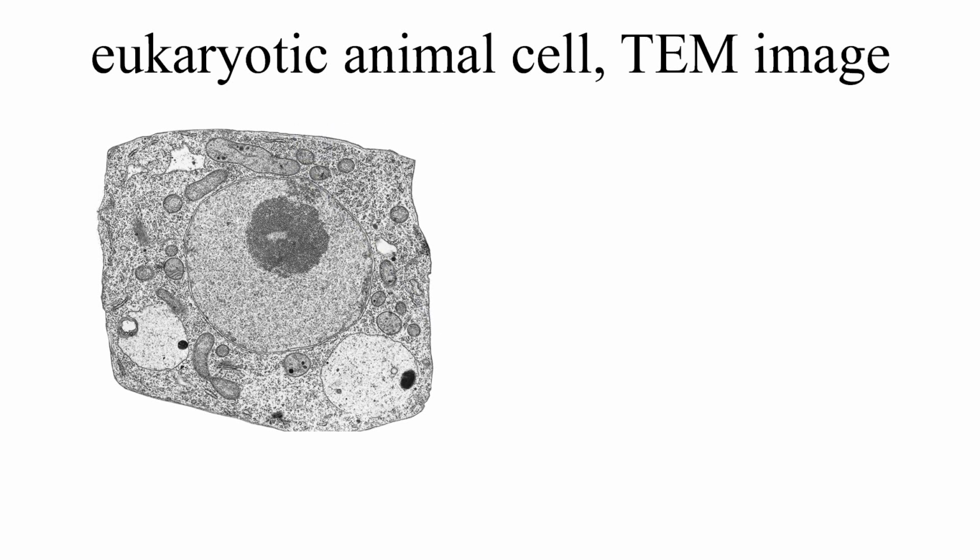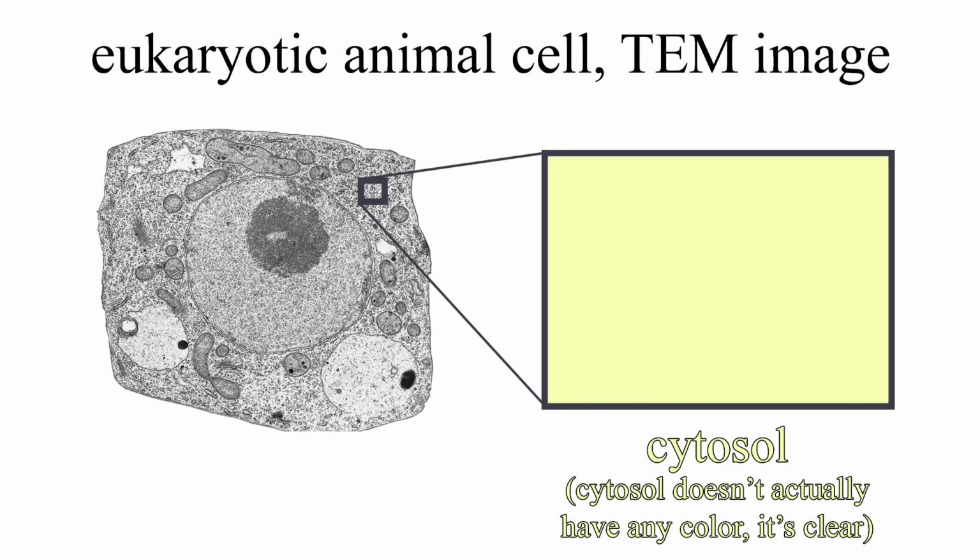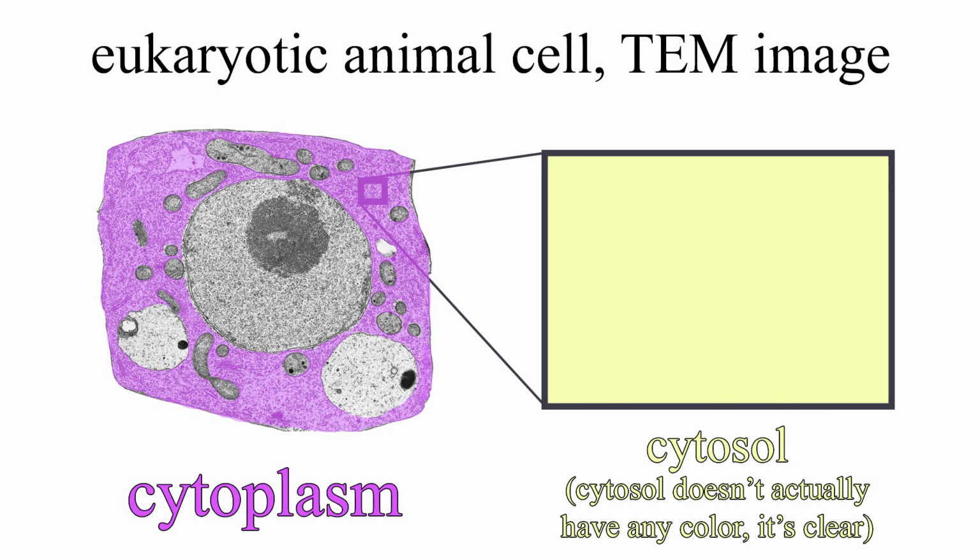Inside all cells is a semi-fluid, jelly-like substance called cytosol, in which all of its organelles float. Don't confuse this with the cytoplasm. The cytoplasm simply refers to the interior of the cell.